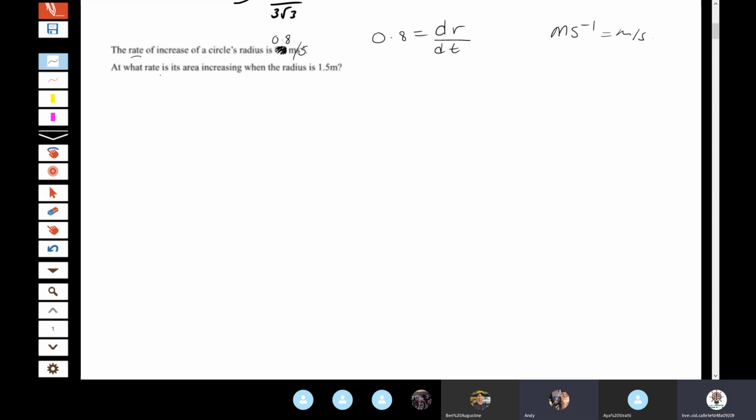Okay. At what rate is the area increasing? So what are you actually trying to look for? Rate, area, d what? Because this first line's the hardest line. The rest should be pretty easy. It's just this first line. Come on, Andy, d what?